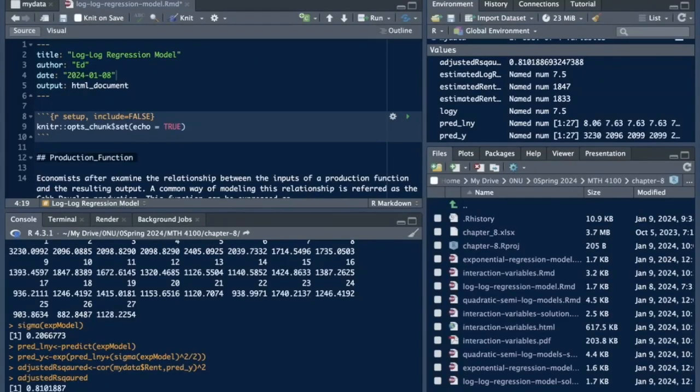Hello everyone, in this recording we will be estimating a log regression model. The question is, why do we need to do a log transformation? One of the reasons is that the coefficients in the log model can be interpreted as elasticities.